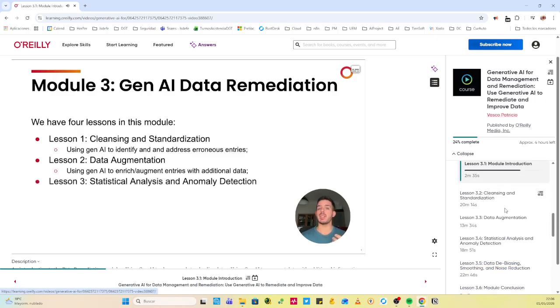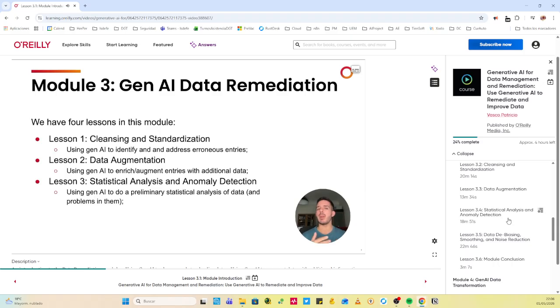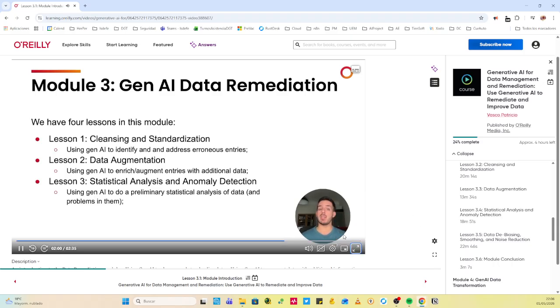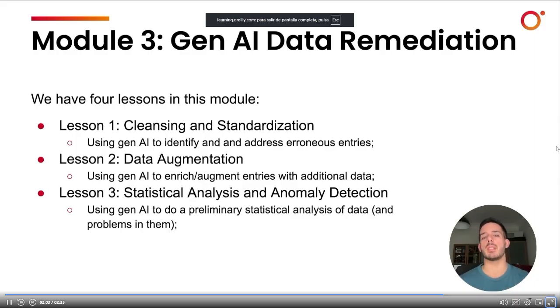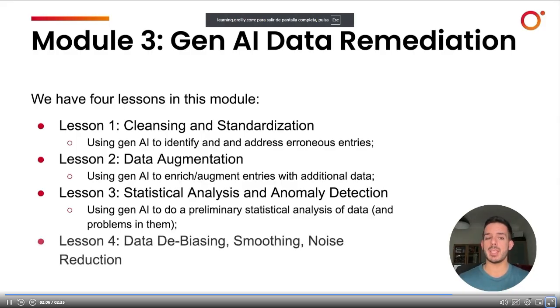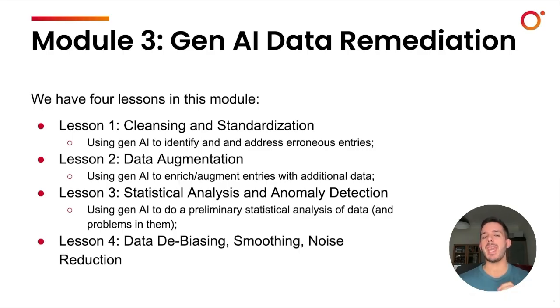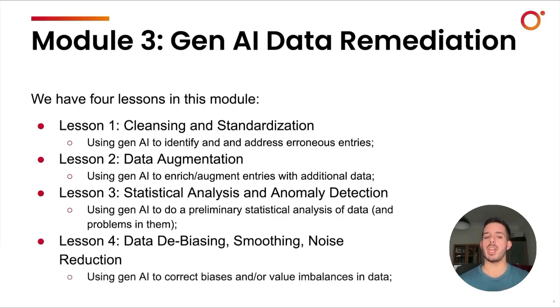Then, lesson number 3 is about statistical analysis and anomaly detection, or in other words, using GenAI to do kind of a preliminary data profiling, if you will, statistical analysis, and finding the biases or the problems that result from that analysis. Then, we're going to have lesson number 4 about data debiasing, smoothing, and noise reduction, which is about how to use GenAI to correct any biases or value imbalances in data themselves. Not so much about remediation, but about correcting in terms of sampling what are areas that are overrepresented or underrepresented and how to balance that. So as you see, this module is all going to be about using GenAI for data-related operations in terms of hard remediation, if you will.